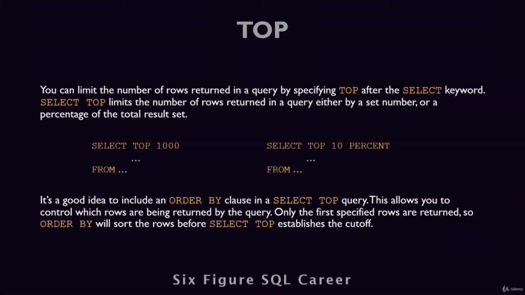It's a good idea to include an order by clause in a select top query. This allows you to control which rows are being returned by the query. Only the first specified rows are returned, so order by will sort the rows before select top establishes the cutoff.